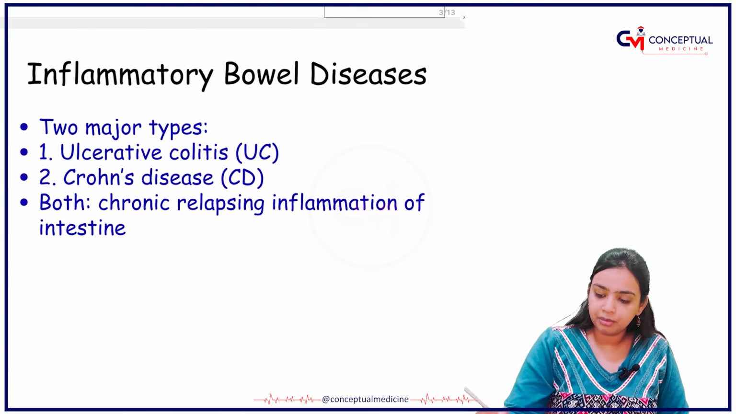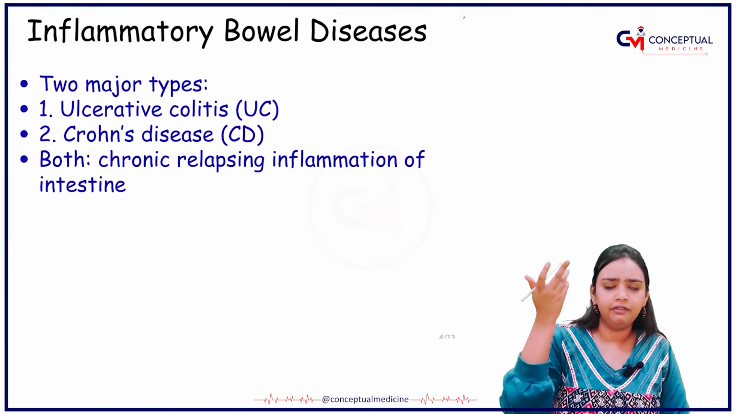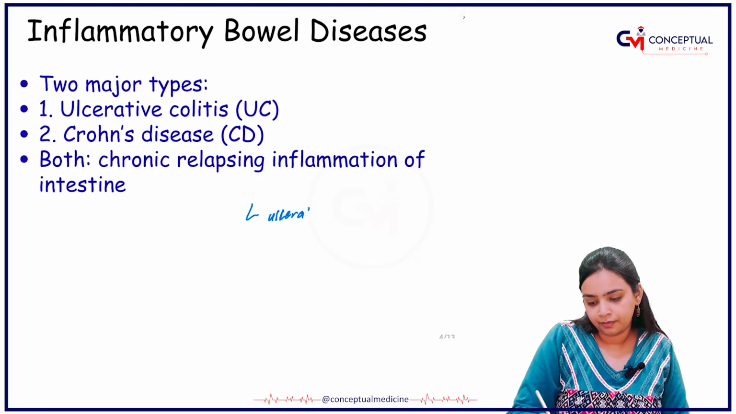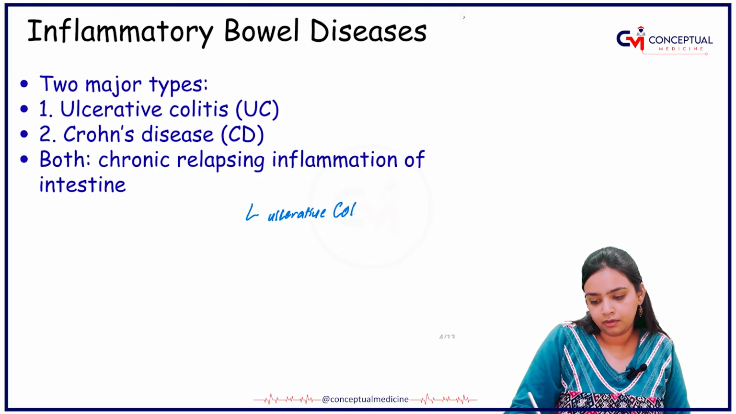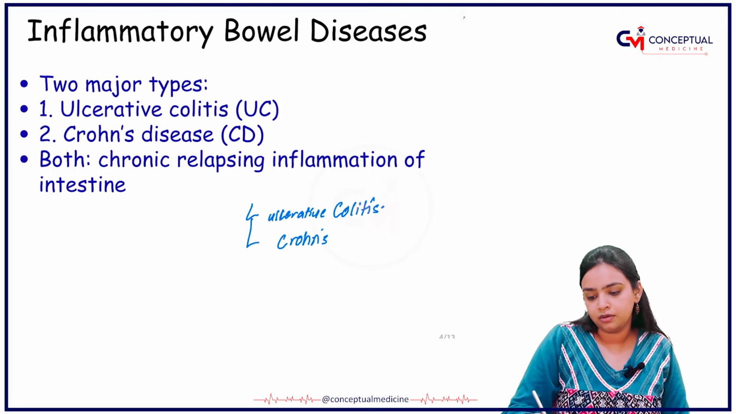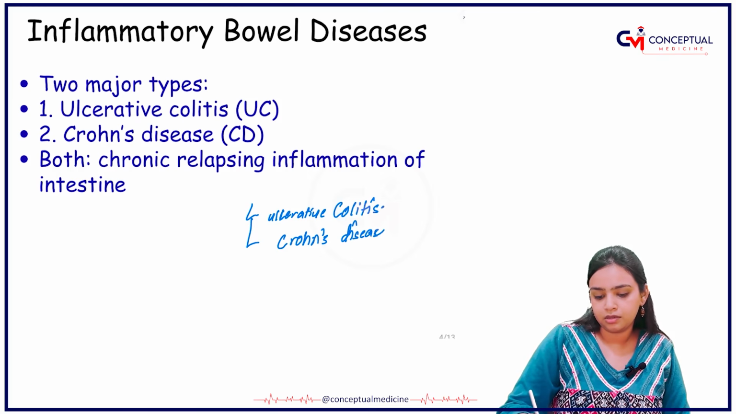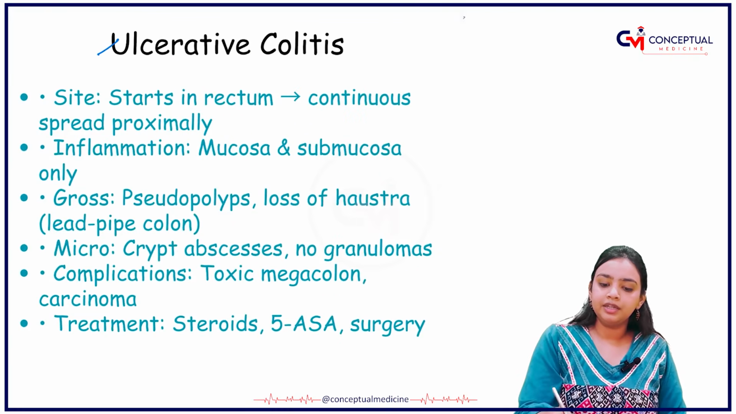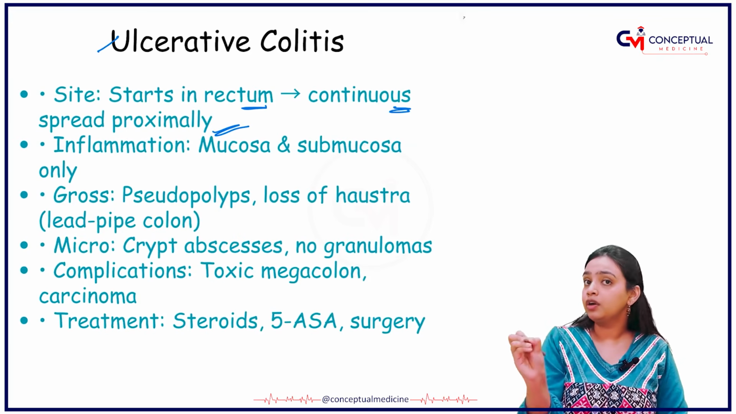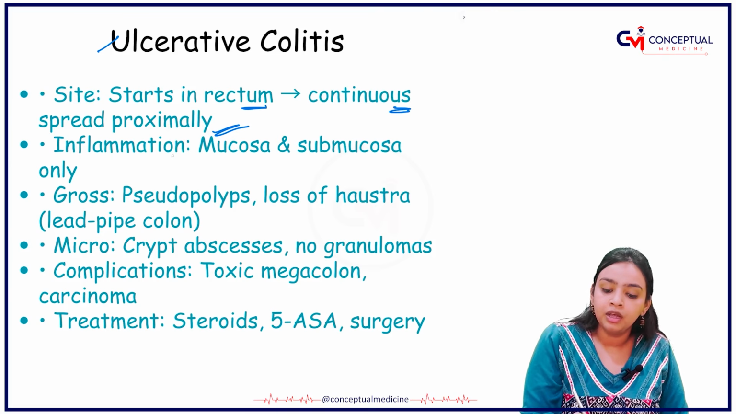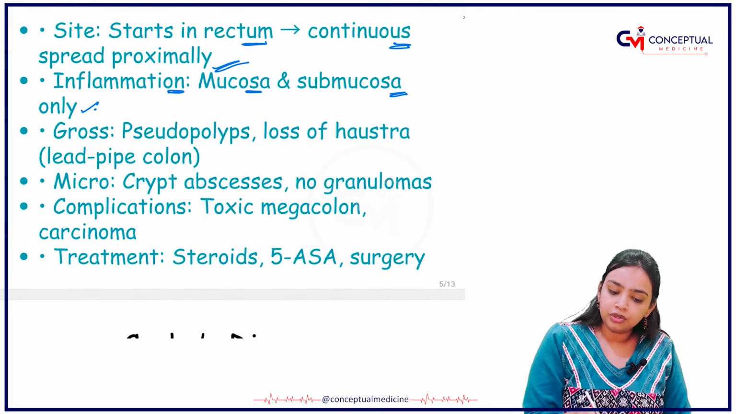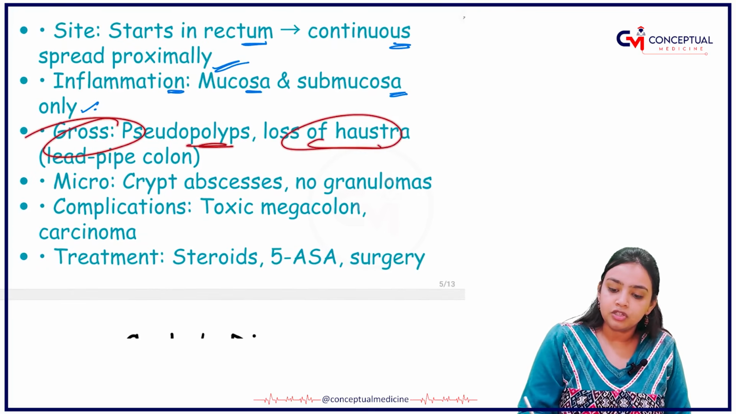Next you have inflammatory bowel disease. In inflammatory bowel disease, mainly we have two: ulcerative colitis and Crohn's disease. So coming to ulcerative colitis, the site is that it starts in the rectum and continues to spread proximally, not distally, it spreads proximally. Then you have inflammation of the mucosa and submucosa only. In the gross, I am able to see the pseudopolyps and there is loss of haustra.